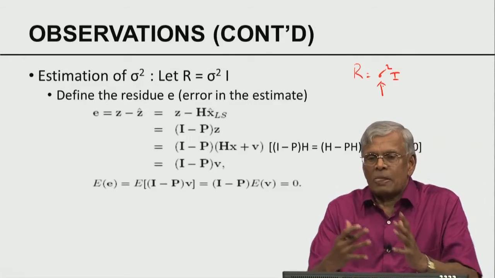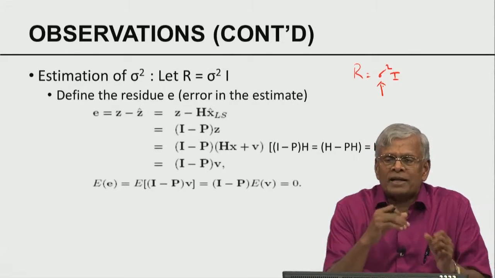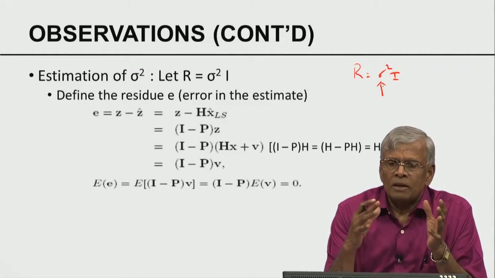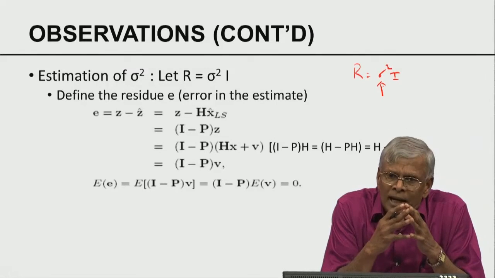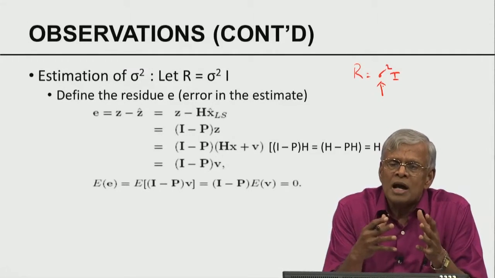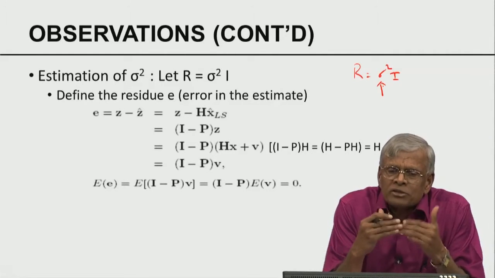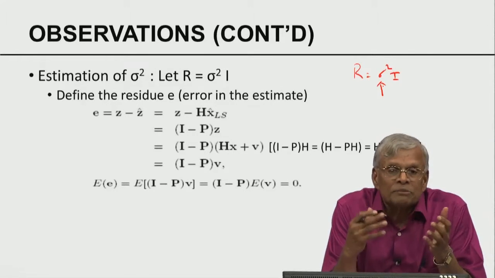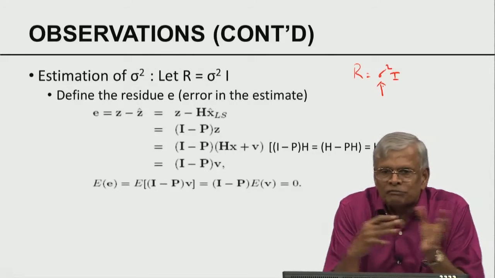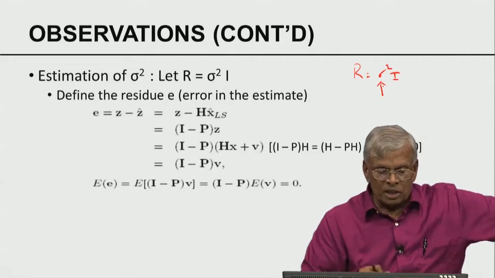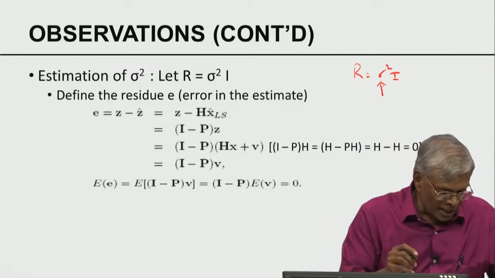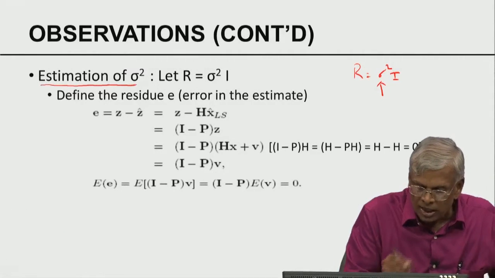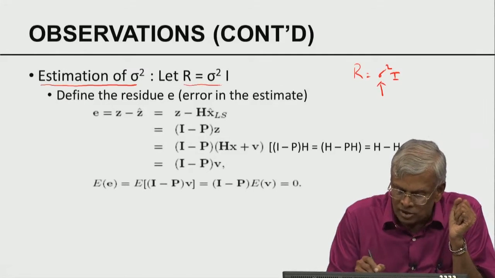Let me pose the problem like this. We have already seen we use satellite observations. We generally don't know what the covariance of satellite observations is. So is there a way to formulate your estimation problem such that I can at least hope to estimate the variance of satellite observations or radar observations? That's one way to think of this problem as a motivational question. So I would like to be able to estimate sigma square. Sigma square is related to R by this.